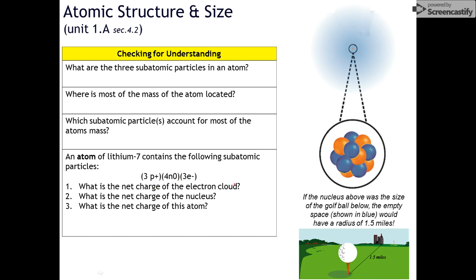What's the net charge of the electron cloud? Net meaning the overall charge, right? What's the net charge of the nucleus? And what's the net charge of the atom?